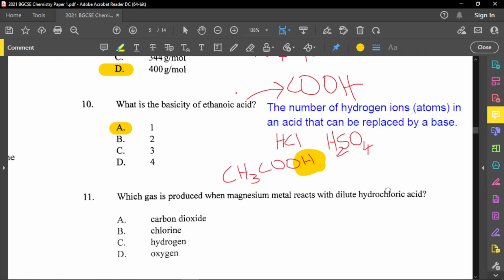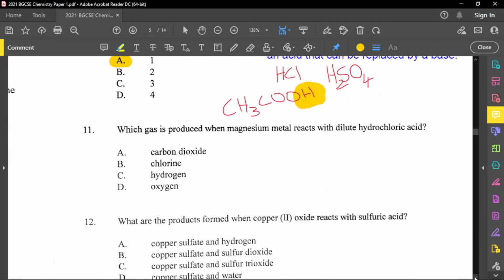Number 11 is: which gas is produced when magnesium metal reacts with dilute hydrochloric acid? We're looking at the gas of this form. You should know the rule by now that metals react with acid to form hydrogen gas and a salt. So hydrogen gas is what's going to form, and the salt will be formed. If magnesium reacts with hydrochloric acid, we're going to form hydrogen gas and magnesium chloride.